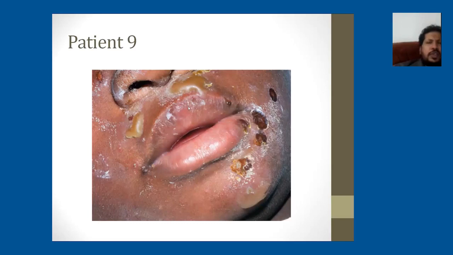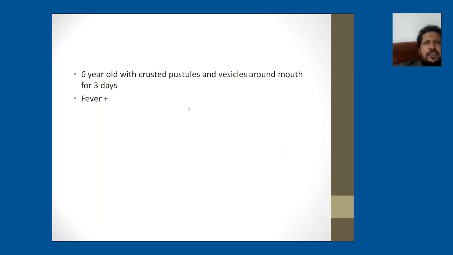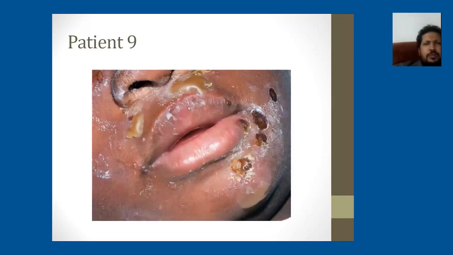This is also, I mean, a reasonably common condition. You can see very superficial fluctuant bullae with golden honey colored crusting. So this is a 6-year-old child with vesicular pustular eruption around the mouth for 3 days with fever. So I think you all probably can diagnose this. This is bullous impetigo. Is that clear?